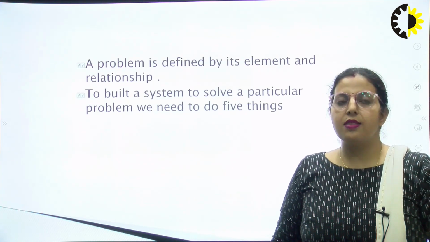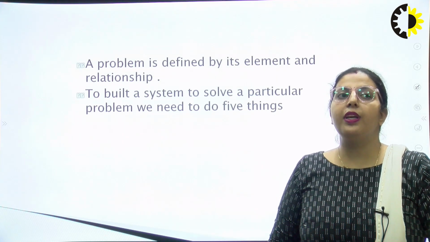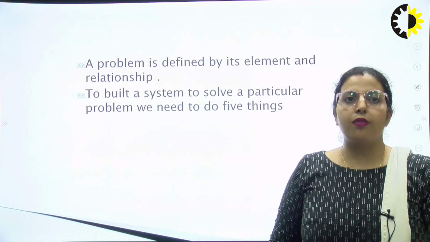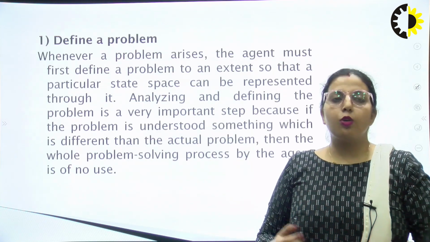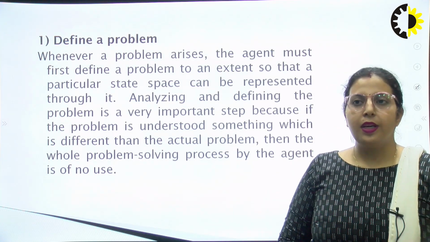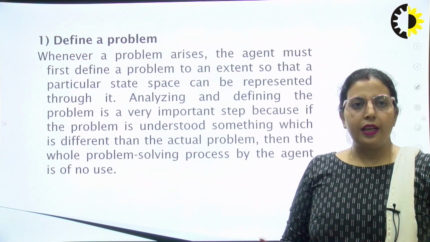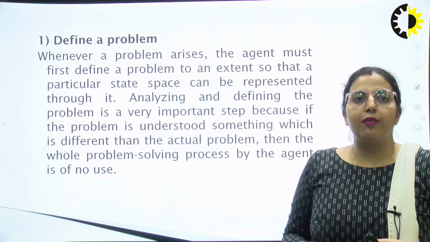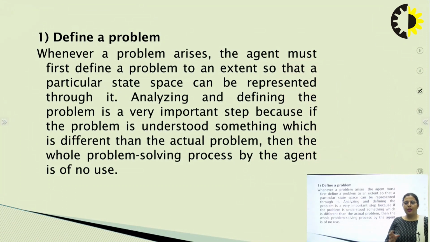So to build a system to solve a particular problem, we need to do 5 things, or we can say there are 5 approaches to solve a problem. The first approach or first step is to define a problem. Before solving any kind of problem, firstly we have to understand and define what kind of problem it is. That is the first step of solving a problem in AI.